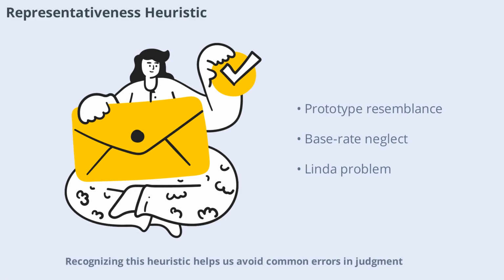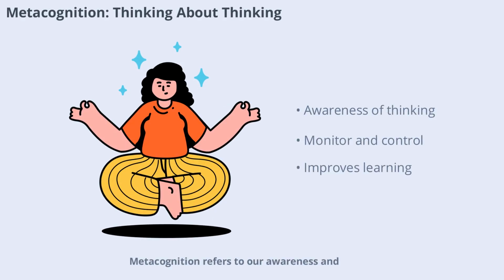Recognizing this heuristic helps us avoid common errors in judgment. Metacognition refers to our awareness and understanding of our own cognitive processes. Introduced by John Flavell, it includes metacognitive knowledge, what we know about cognition and our abilities, and metacognitive regulation, the ability to monitor and control our thinking. Skills like planning, monitoring, and evaluating are crucial for academic achievement and effective learning. Metacognition helps us become better learners and thinkers.